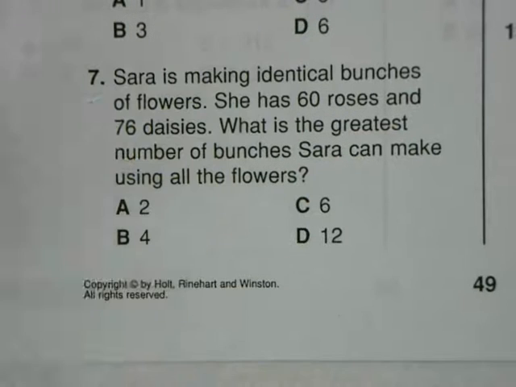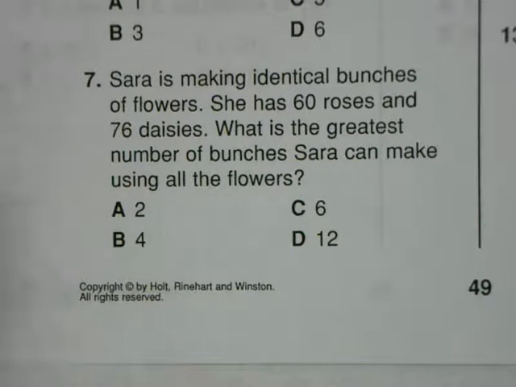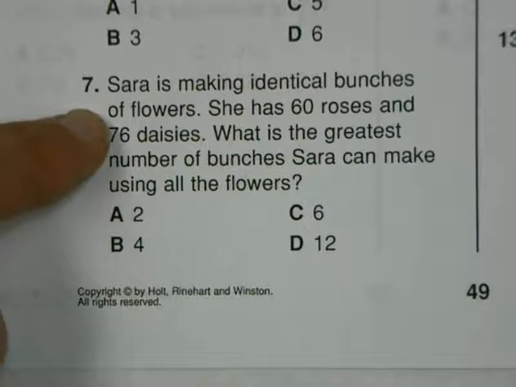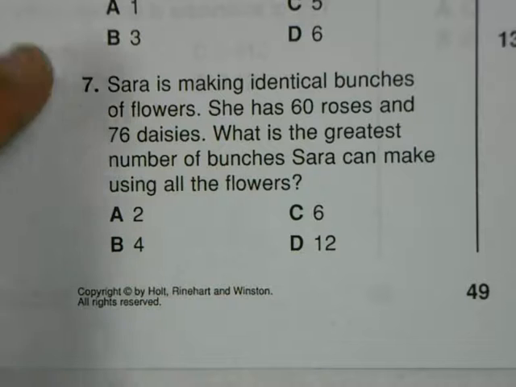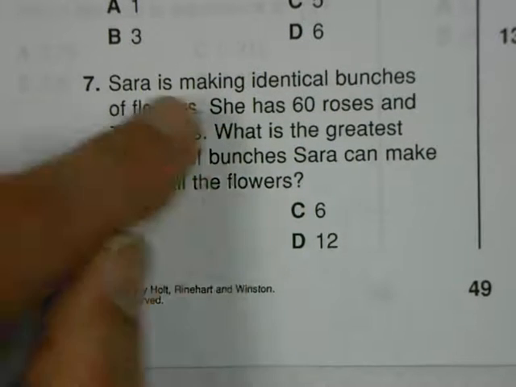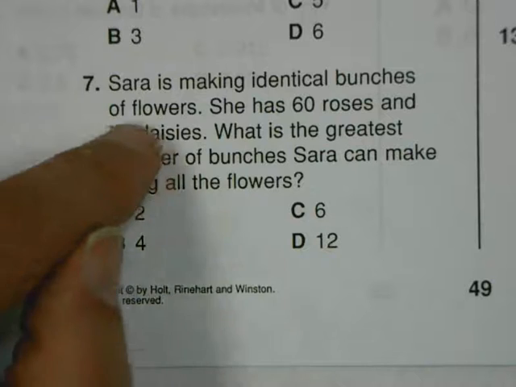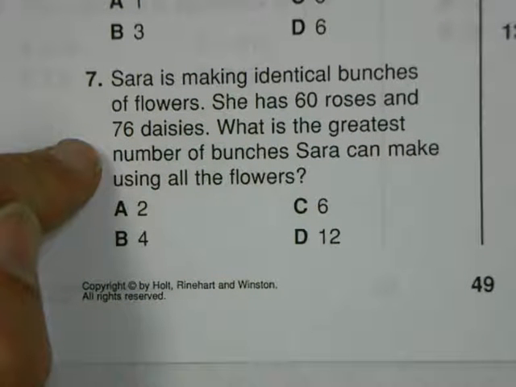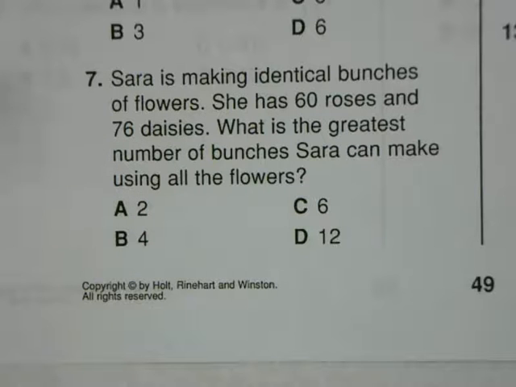Let's take a look at one of the word problems they've been throwing at us quite commonly. Sarah's making identical bunches of flowers. So each vase or bunch of flowers is identical in terms of how many roses they have and how many daisies. She has 60 roses and 76 daisies. What is the greatest number of bunches Sarah can make using all the flowers with none left over and having them be identical? Well, this is a common divisor.